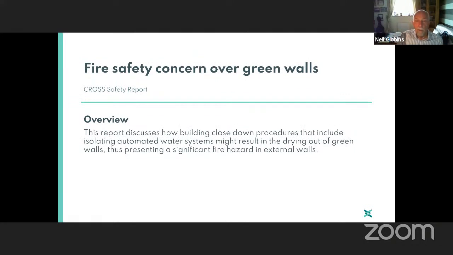Green walls and lack of watering, we're seeing longer dry periods. The current trend towards green walls, which look so attractive when well watered, but the watering system must be maintained.